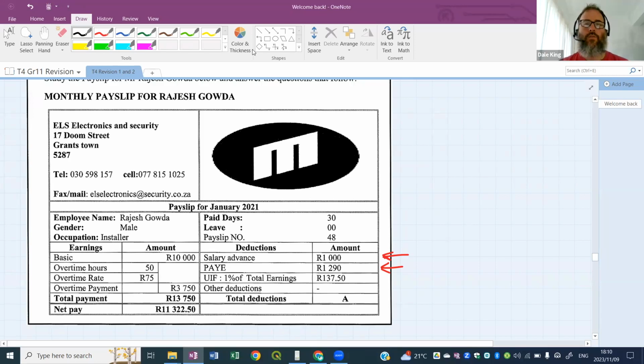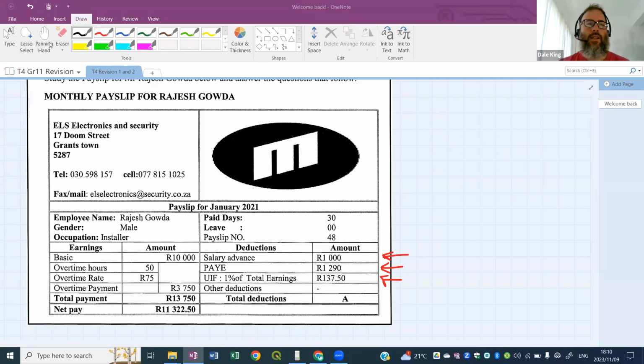What does UIF stand for? Anybody? UIF in the third line here. What does that stand for? It can't be crickets. It's just three words. Yes, thank you. There we go. Well done. Good job. I know you guys know it. Unemployment Insurance Fund. UIF gets paid by everyone. In fact, you guys are so clever. You know what this is.